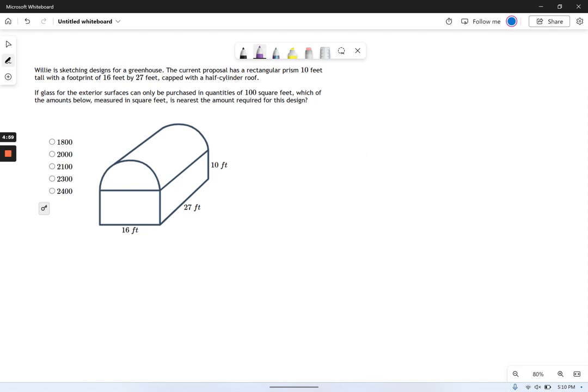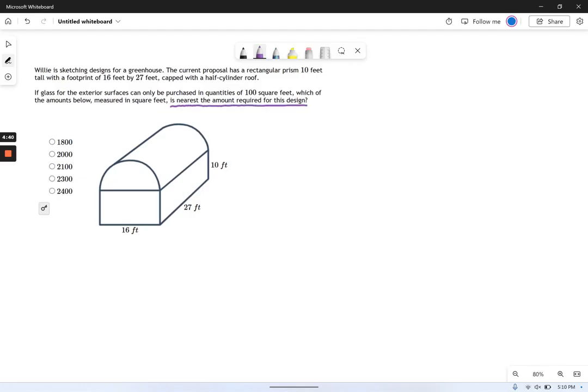This one's a really fun problem, but you've got to read the directions. Because I'll bet if you're making a mistake, maybe you're finding the volume of this shape. Maybe you're finding the surface area of the entire shape. Neither of those things is what's being asked for. Read carefully. It says, how much glass is nearest the amount required for this design?